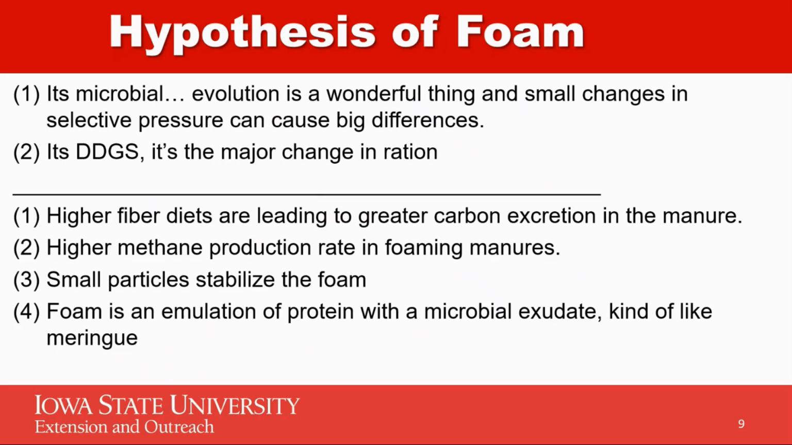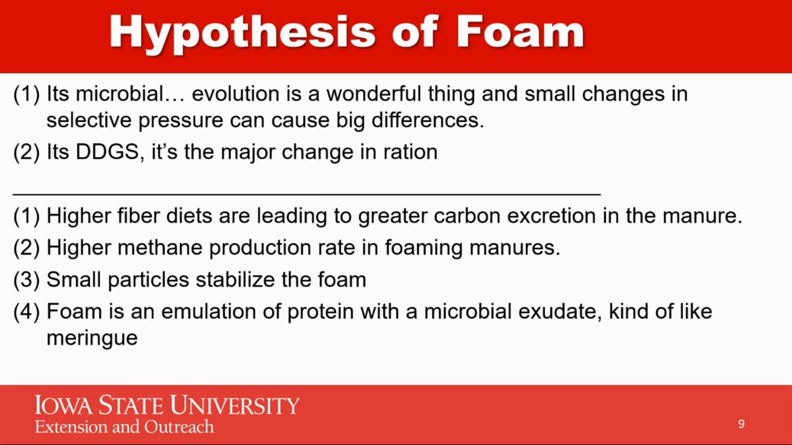So one is microbial, and evolution's inevitable. Small changes in selective pressure with different microbial populations can cause big differences, right? That's certainly a plausible thought. But also, since the ethanol industry has come on, we've increasingly fed DDGs. I don't think DDGs are the sole reason we have manure foam, but potentially a contributor, feeding greater sulfur concentrations, but also increasing the amount of fiber in the diet.